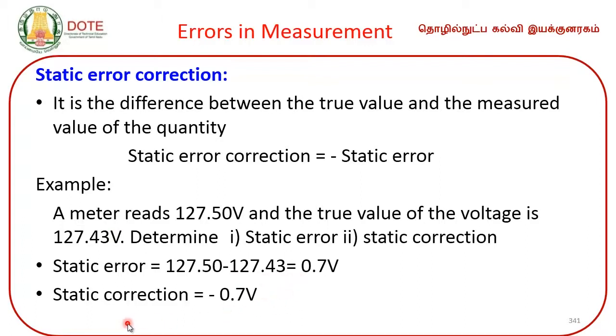Then what is the correction? Opposite of that one, that is minus 0.07 volt. Okay, minus 0.07 volt is the static error correction, right? So static error correction is nothing but the minus of static error, right?